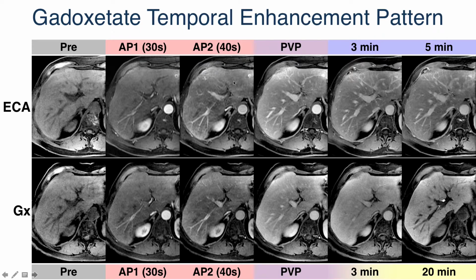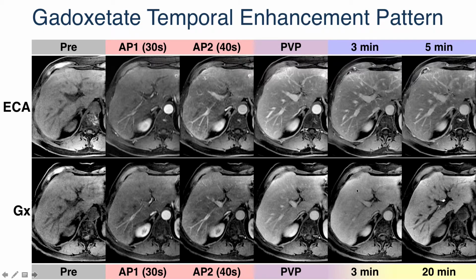Okay, so now let's look at an extracellular agent on the top and gadoxetate in the bottom row. Pre, 30 seconds, 40 seconds, portal venous phase, 3 minutes, 5 minutes, 20 minutes. Do the images look similar here at 30 seconds? Yes, they do. Do the images look similar here at 40 seconds? Yes, they do. Do the images look similar here in the portal venous phase? Starting to look a little different, subtle differences. The liver's starting to look a little bit brighter here, but pretty subtle.